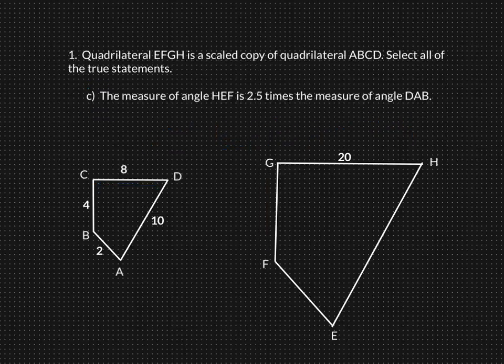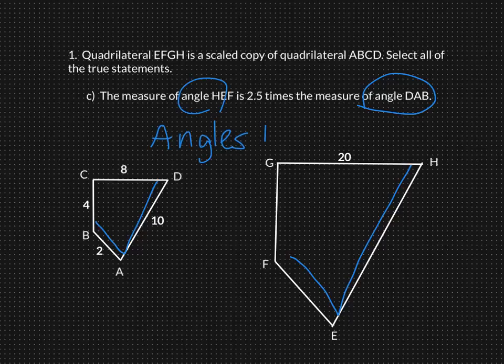C, the measure of HEF. So now we're looking at an angle. Is HEF 2.5 times the measure of DAB? Well, we know when we scale, the angles don't change. So therefore, this is also incorrect.